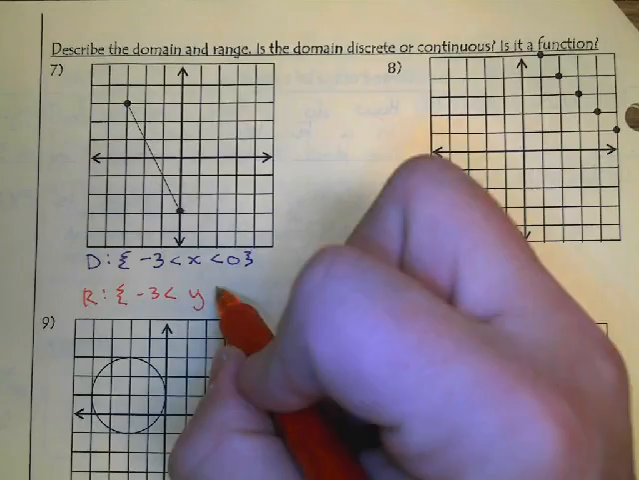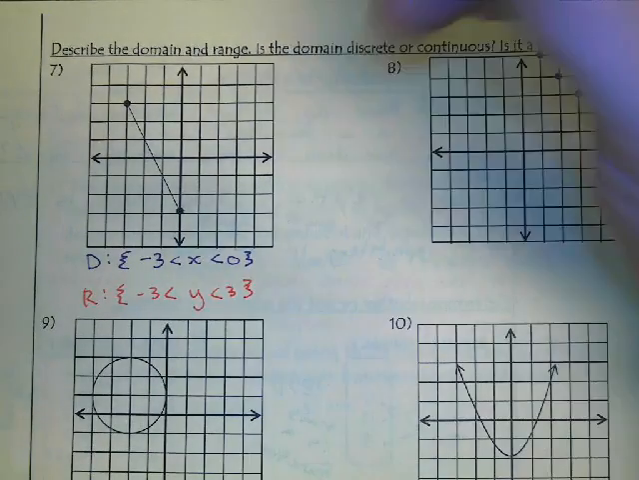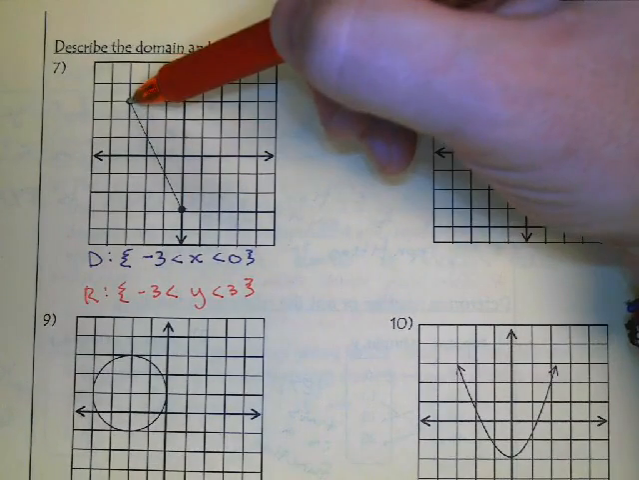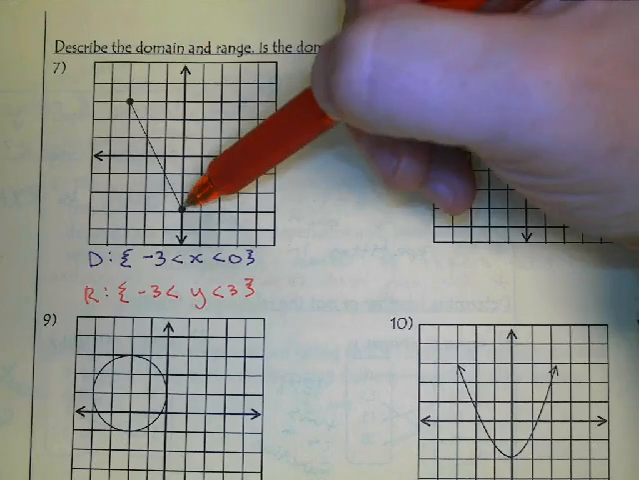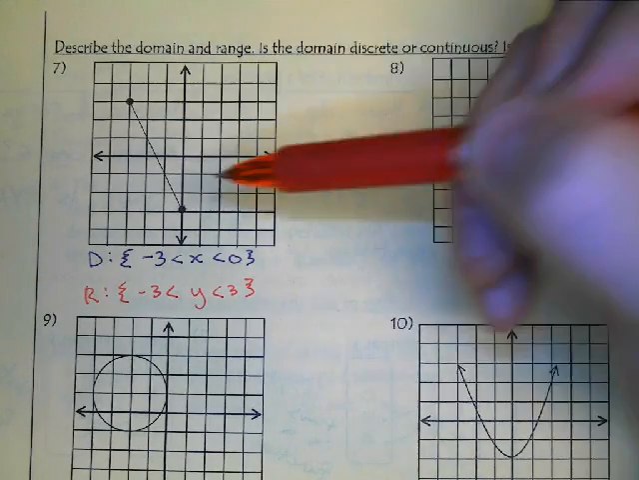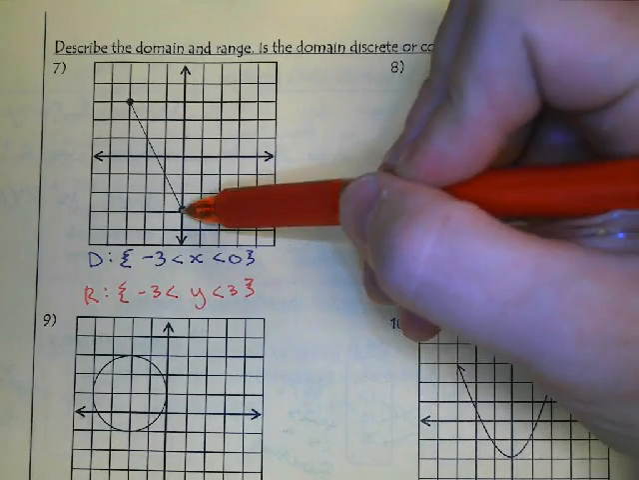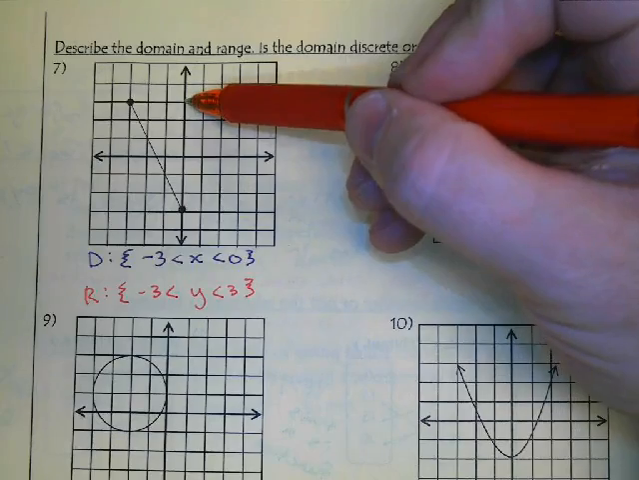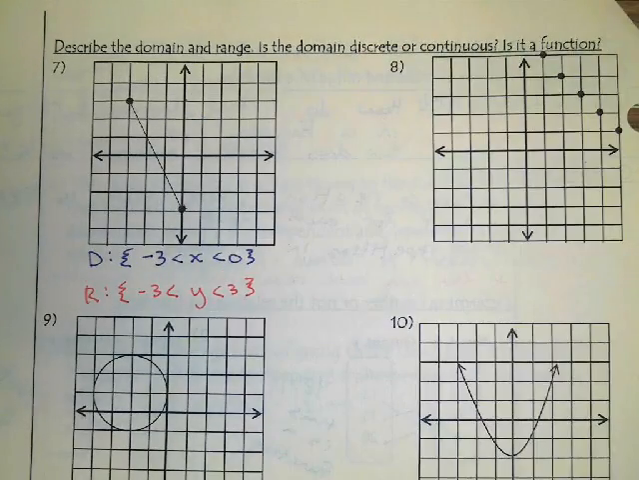3. So we're just looking at where does my x value start? -3, and where do they end? 0. Where do my y values start? -3, and where do they end? 3. So that's how you can describe the domain and range.